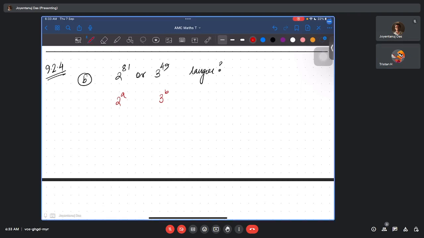So the hint you understood, right? Yes, I'm just not too sure how to use it. So the thing is, a number near 81 and a number near 49, which will be easier to compare. That is 80 and 50, right?